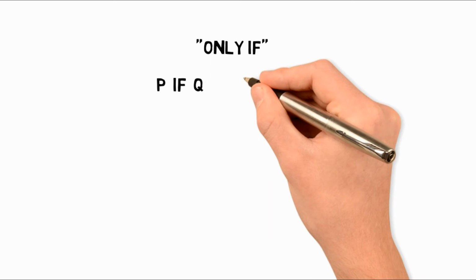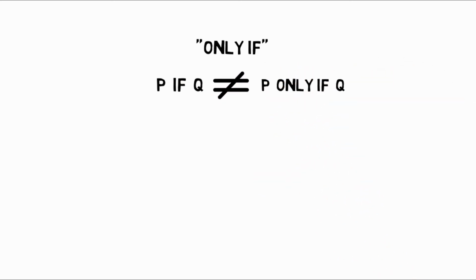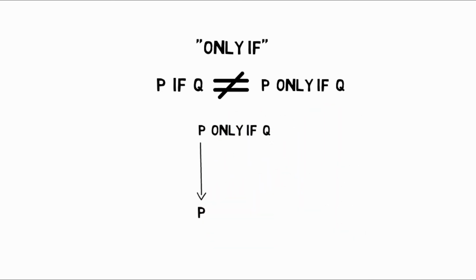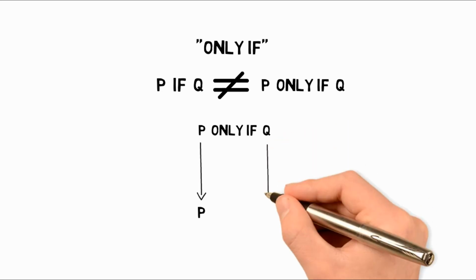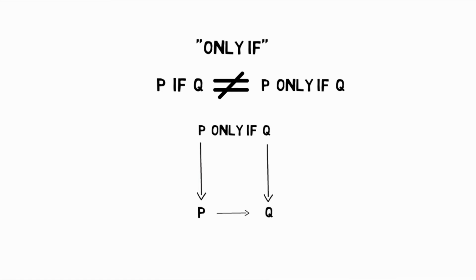Now let's cover only if. And just to be clear, P if Q is not the same as P only if Q. These are different expressions, but fortunately, P only if Q is quite simple. If you see P only if Q, take the P, drop it down, it remains the antecedent. Take the Q, drop it down, it remains the consequent, form the conditional, and you're done. Don't change a thing.